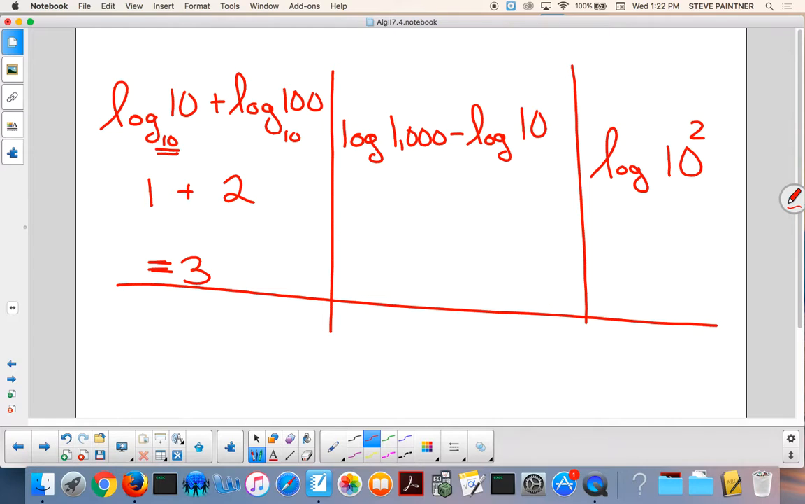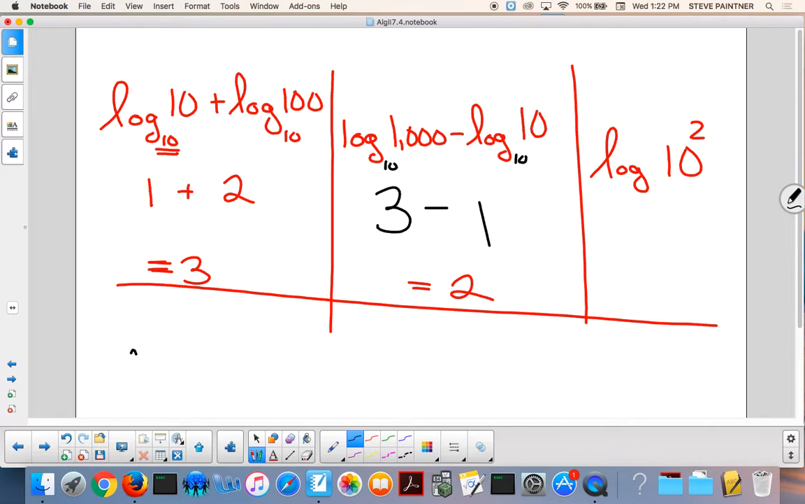Next. John, what's the answer? 2. He says the answer is 2. Let's check it out. Ready? This is base 10 because you don't see it. This is base 10 because you don't see it. So 10 to what power is 1,000? 10 to the third, right? Minus 1. 3 minus 1? 2. John, good job. Got it right.